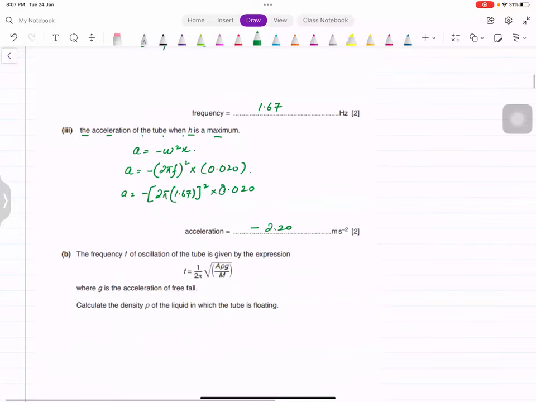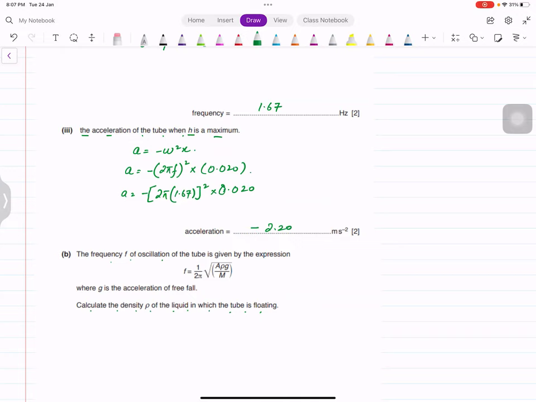Then it says the frequency of oscillation of the tube is given by the expression, as you can see, where g is the acceleration of free fall. Calculate the density of the liquid in which the tube is floating. Interesting. How do we do this? First, you have to make density the subject, right?